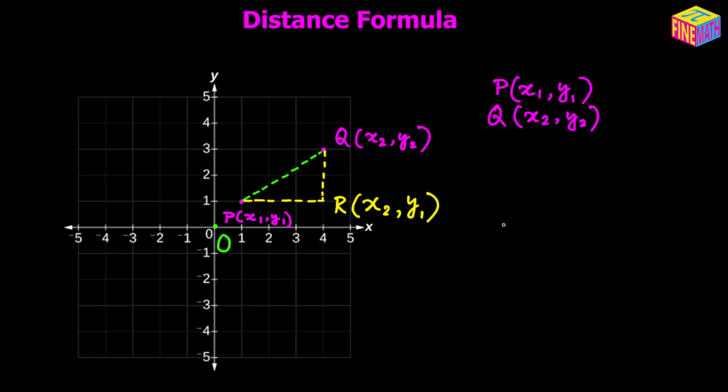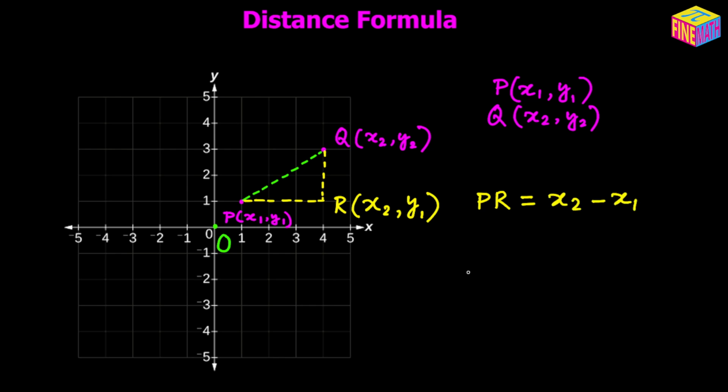Now let's write down the distance between P and R. The distance between P and R would be the difference in their x coordinates, because R goes to x sub 2 units from the origin and P goes to x sub 1 units from the origin. Because P and R are both on the same horizontal line, the distance will be the difference in their x coordinates. So the distance between P and R will be x sub 2 minus x sub 1.